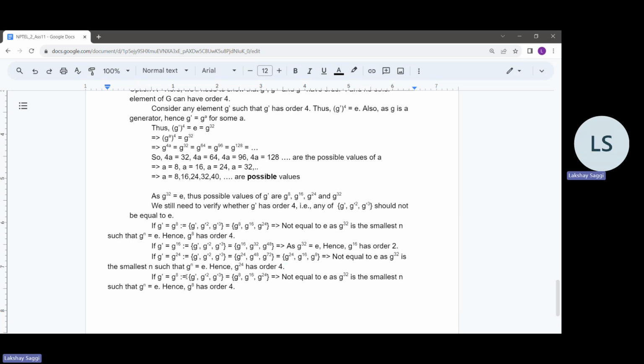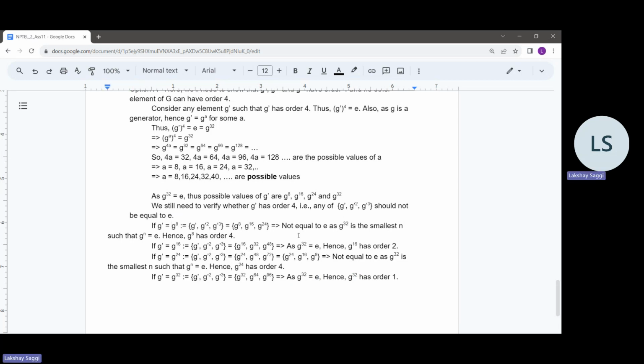That is correct. And if g prime were g to the power 32, then we have g to the power 32, g to the power 64, then g to the power 96. And we already know that g to the power 32 is equal to e. So the order is 1 itself here, because g raised to the power 32 raised to the power 1 is already equal to e. So g raised to the power 32 has order 1.